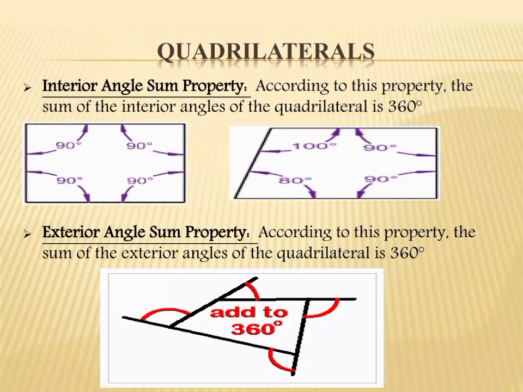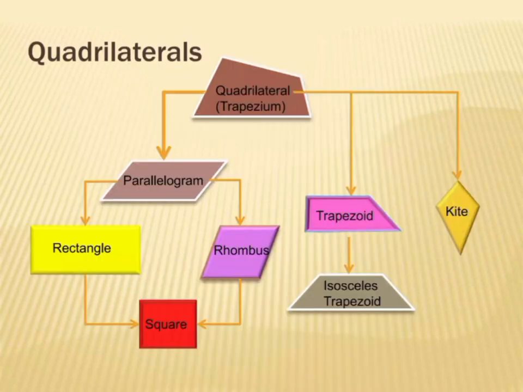Let's study the interior and exterior angle sum properties of a quadrilateral. Interior angle sum property: according to this property, the sum of the interior angles of a quadrilateral is 360 degrees. Exterior angle sum property: according to this property, the sum of the exterior angles of a quadrilateral is 360 degrees, as you can observe in the diagrams. Quadrilaterals come in many shapes, as you can see in the image below. It might be a parallelogram, rectangle, rhombus or square.